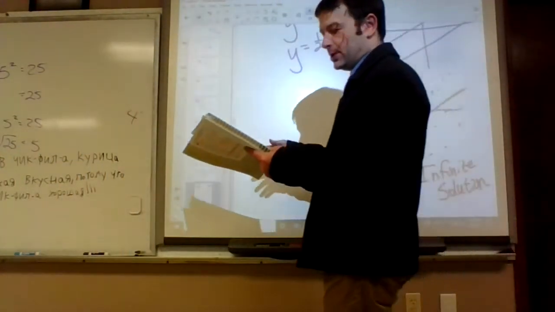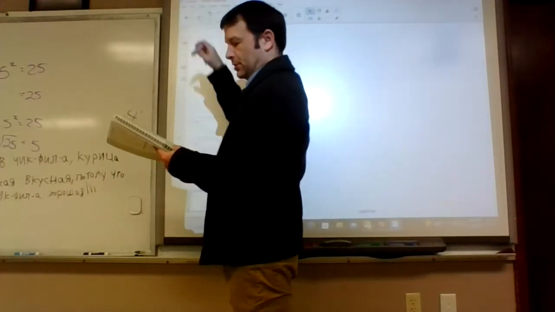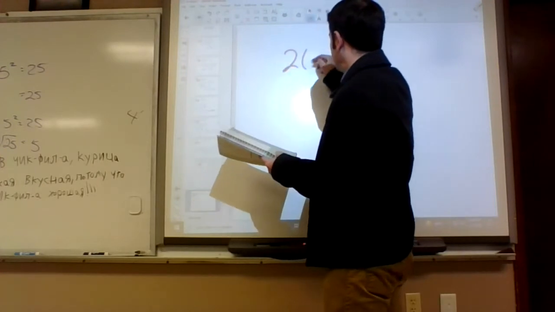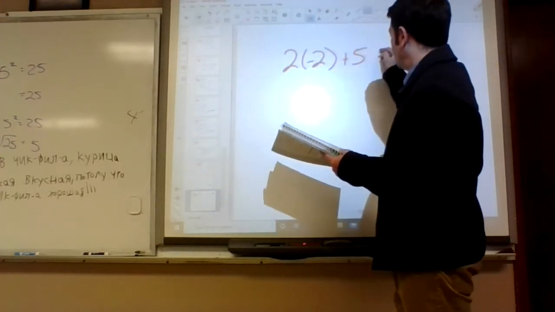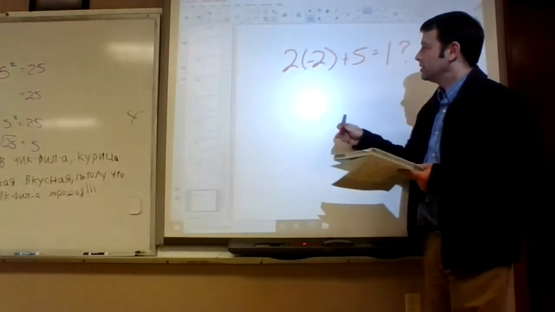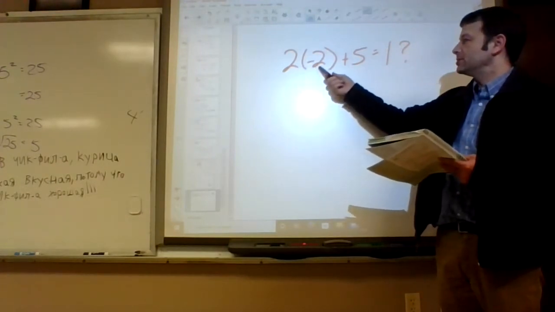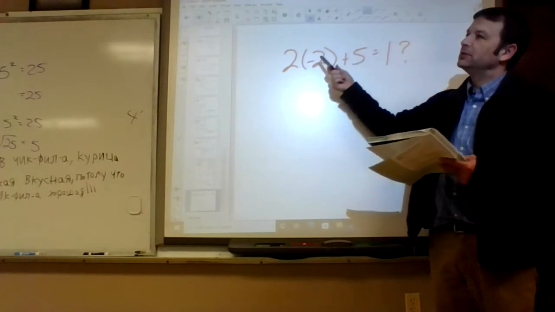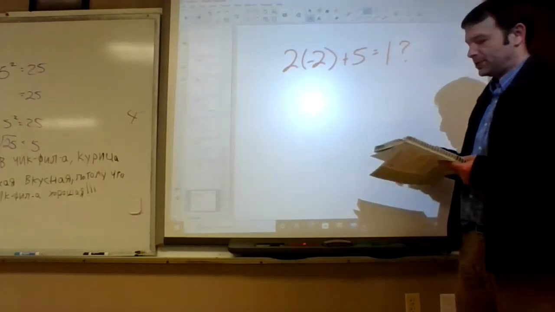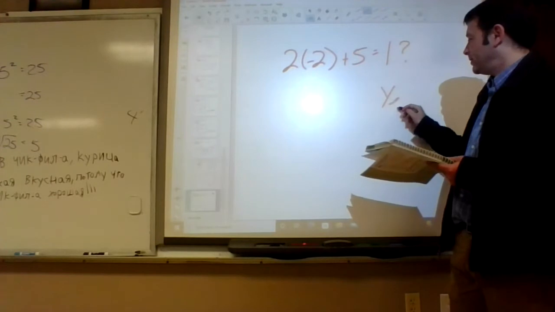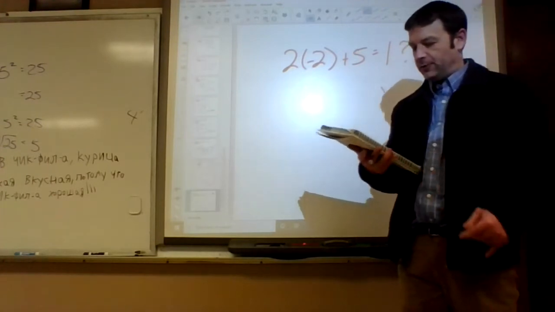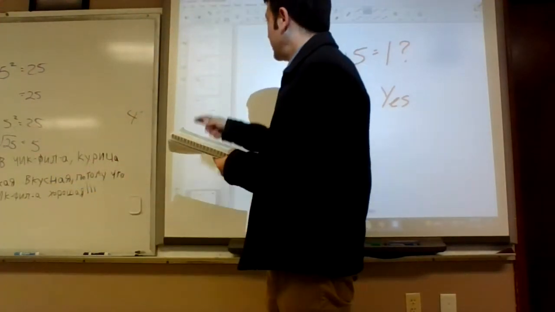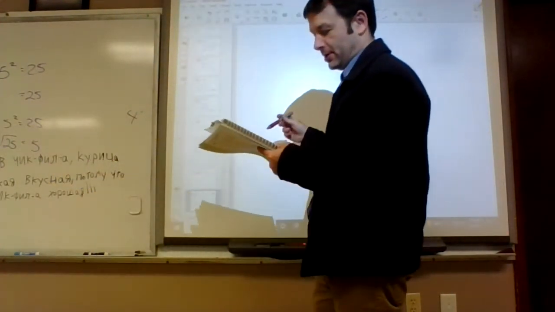And the second one, does 2 times negative 2 plus 5 equal 1? 2 times negative 2 is negative 4, plus 5. Negative 4 plus 5 is 1, so does it work? Yes. So negative 2, 5 is a solution. You see that? Okay, number 7.